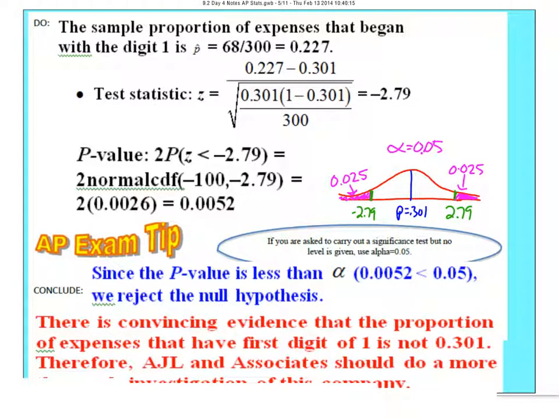Now, I do want to go back and highlight one thing. The actual calculation of the p-value, again, we found was 0.0052. If you use the calculator and do the two-sided test, I will tell you the calculator will give you the double value. So you do not double it on the calculator. They actually give you the p-value of both sides combined together. So it's this and that on the calculator.